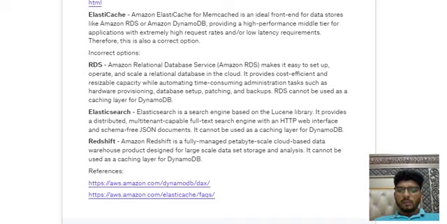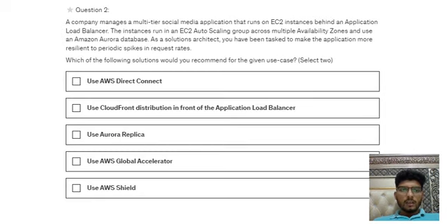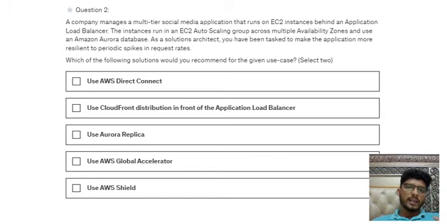Yeah, moving ahead to question 2. A company manages a multi-tier social media application that runs on EC2 instances behind an Application Load Balancer. The instances run in an EC2 Auto Scaling group across multiple Availability Zones, and use an Amazon Aurora database as a data store. As a solutions architect, you have been tasked to make the application more resilient to predictable spikes in the request rates. So which of the following solutions would you recommend for the given use case? You have to select two options.